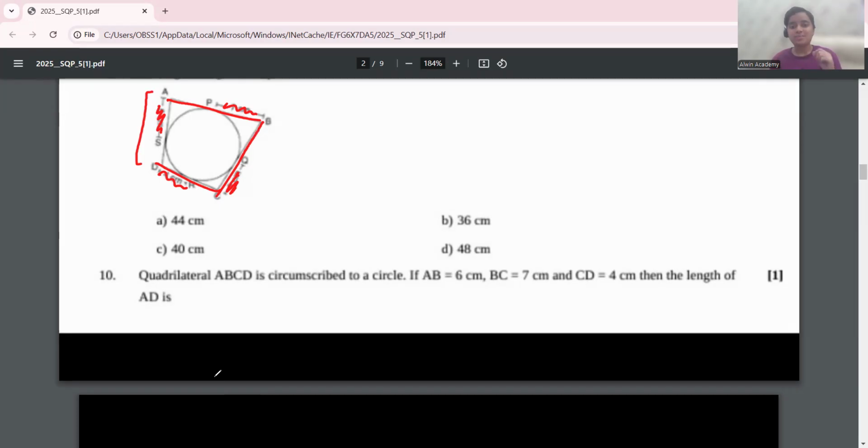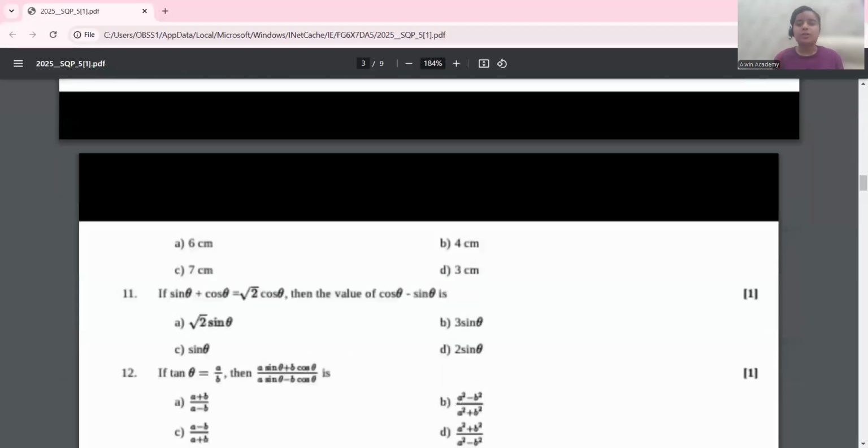Now we've proved this in many proving questions of circles chapter. If we remember that the sum of opposite sides of such a quadrilateral should be equal, which can be actually proved by the same fact that tangents drawn from the same point are equal to each other. So we can actually say AB plus CD should be equal to BC plus DA. AB plus CD is 6 plus 4, 10. So BC, which is 7, 7 plus DA should be equal to 10, thus DA is 3. And we get our answer as option number D.